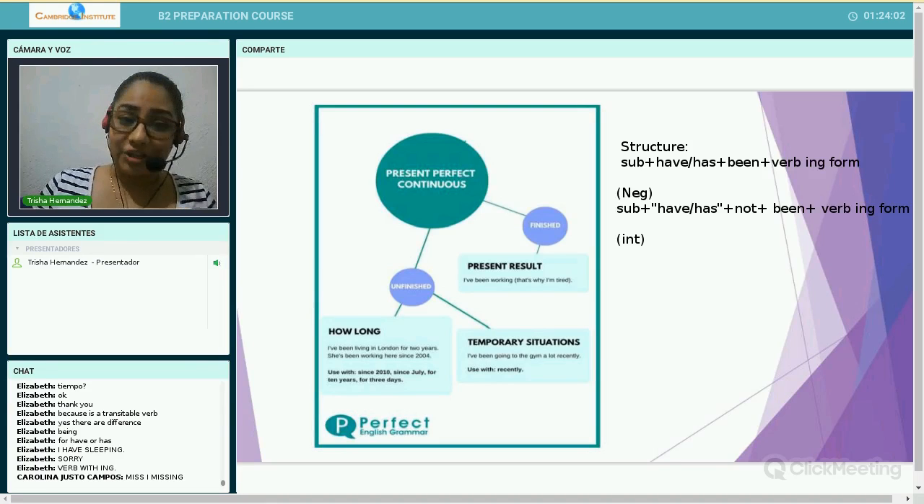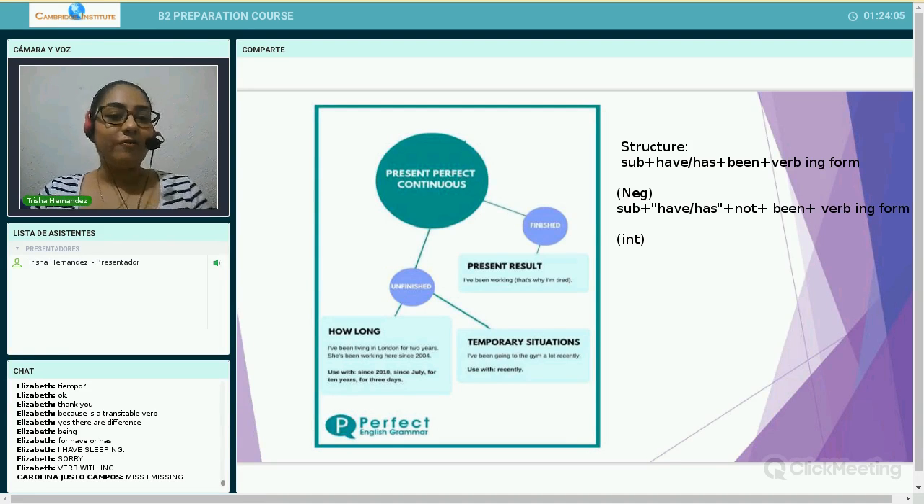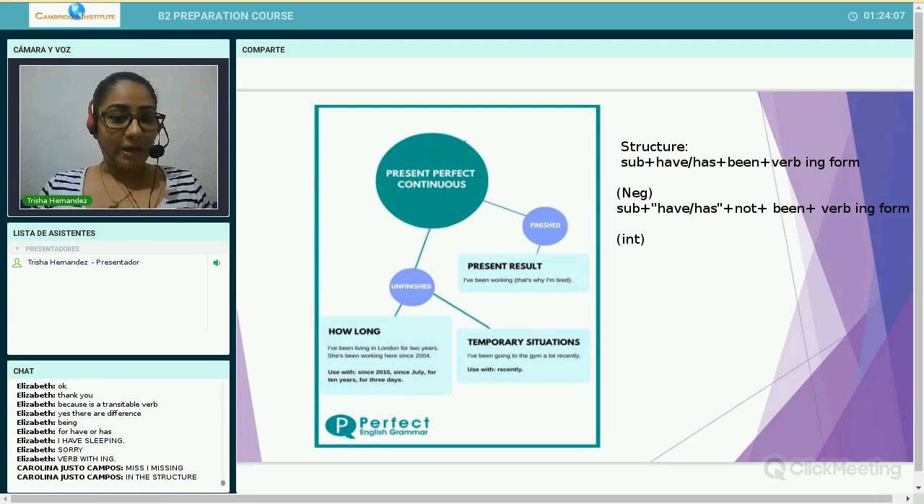for the unfinished actions, to say how long for an unfinished action which started in the past and continues to the present, we often use for and since. Like the example that we have here. I've been living in London for 2 years. She's been working here since 2004. And we've been waiting for the bus for hours. This use is very similar to how we use the present simple, and often it's possible to use either tense. It means that you can use both of these tenses in this case.